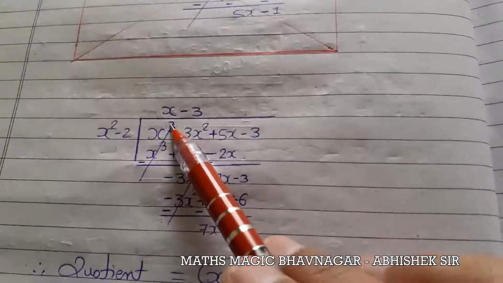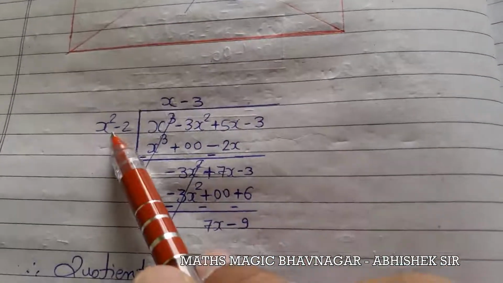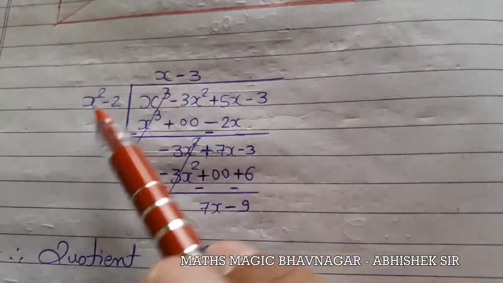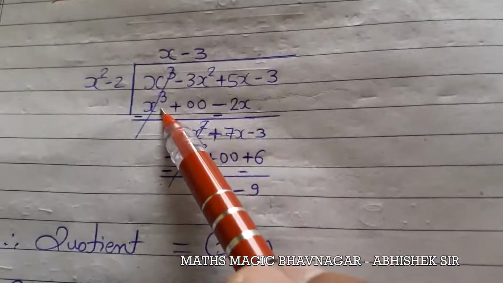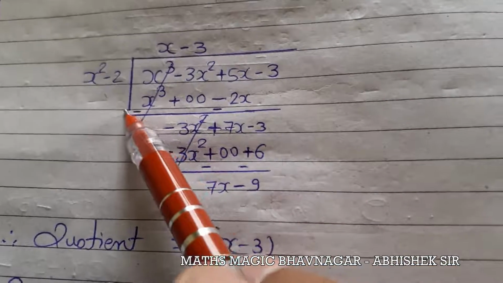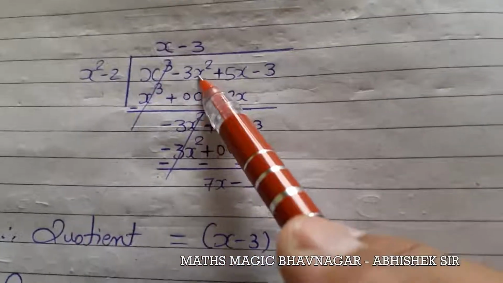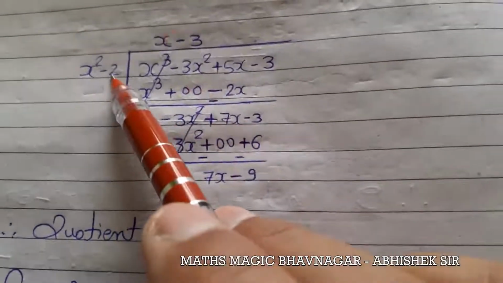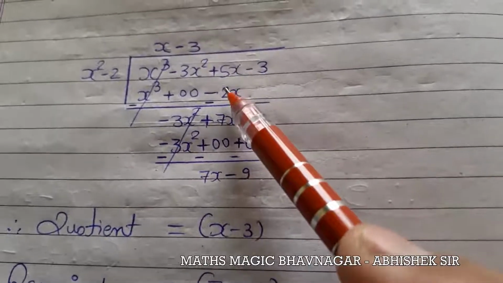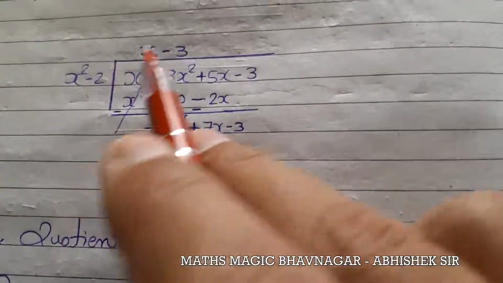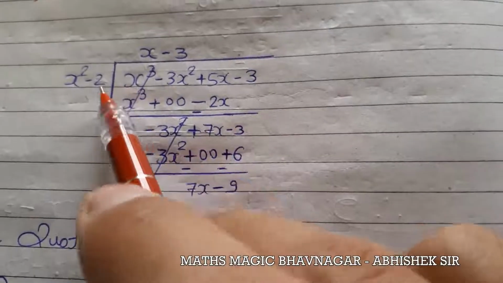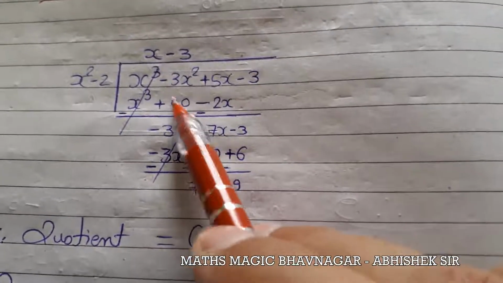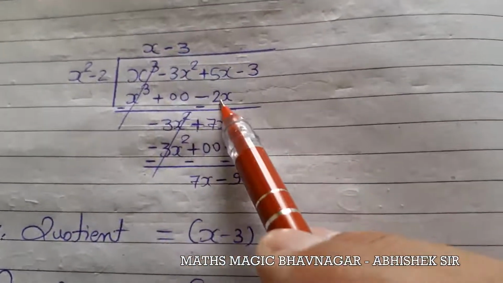So the first term in the quotient, for x cube minus 3x square plus 5x minus 3 divided by x square minus 2, will be x cube divided by x square, that is x. So x square into x is x cube, and these both terms are the same. Now we are not getting an x square term here, so we put 0 here, and minus 2 into x, that is minus 2x. So x cube minus x cube is zero. Here the x square term is not possible, and then minus 2 into plus x is minus 2x.